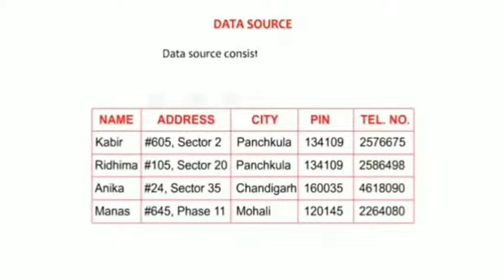Let us start with the data source. Data source consists of a mailing list. The data is organized in tabular form along with the field names. For example, name, address, city, PIN, telephone number, etc.